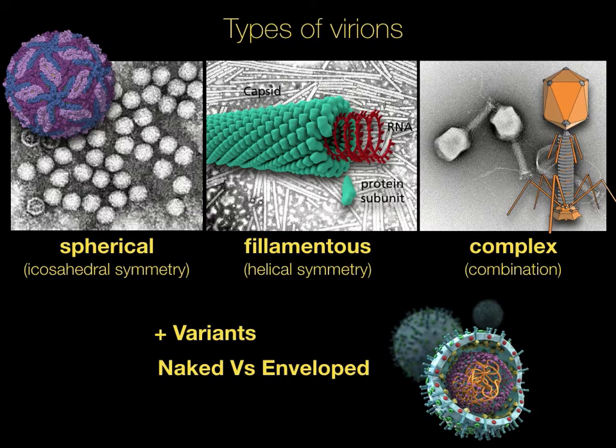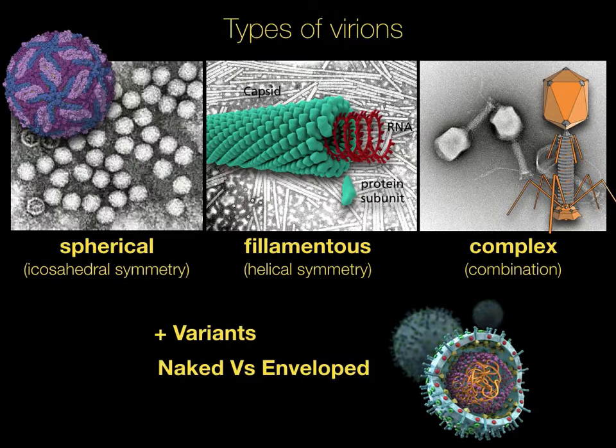So we can see in very general terms different types of virions. We can see spherical virions like this one, and these ones have icosahedral symmetry. We can find filaments, and these have helical symmetry. And then there are also complex viruses like T4.